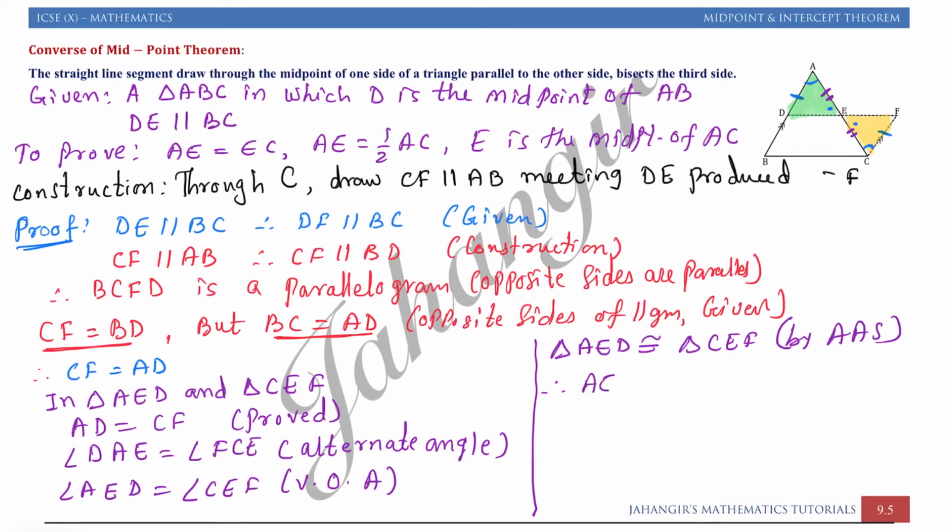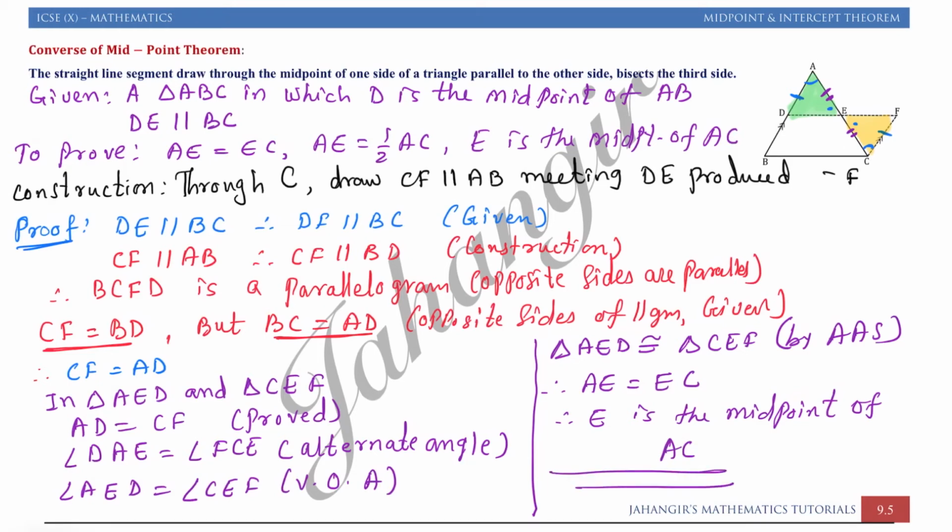So once the triangles are congruent, we can say the remaining sides are equal. So we can say AE is equal to EC. So therefore we can write E is the midpoint of AC. In this way you can prove the converse of the midpoint theorem.